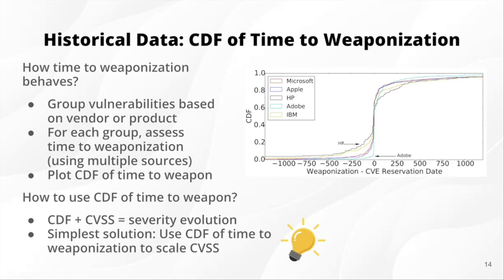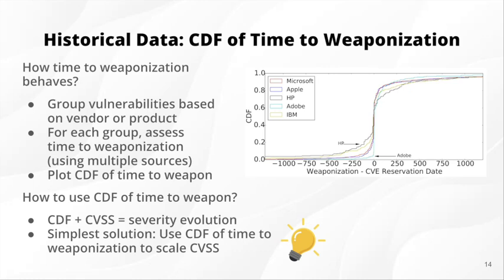So we see that for some vendors like HP, we have a significant fraction of vulnerabilities for which the first weaponization occurred before the vulnerability was disclosed. So this means that we were able to find weapons for which the weapon disclosure date was smaller than the vulnerability disclosure date. But for Adobe, for instance, we see this is much rarer. For Adobe, the vast majority of vulnerabilities have a weaponization date which occurs after the CVE reservation date.